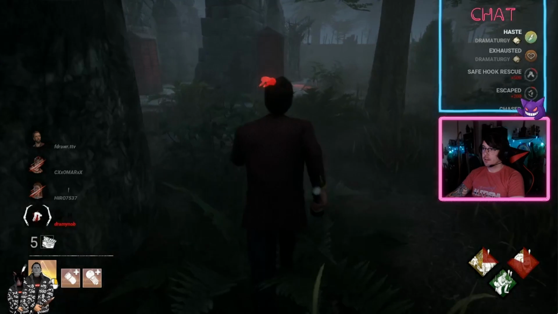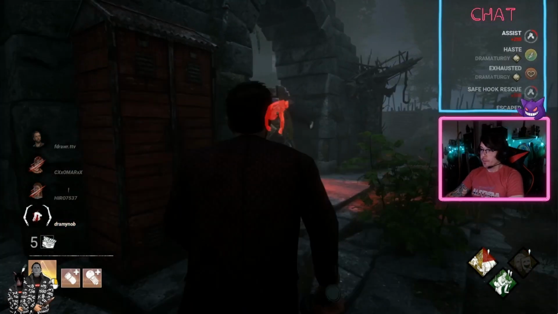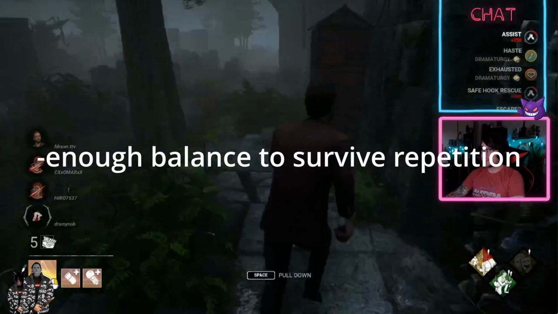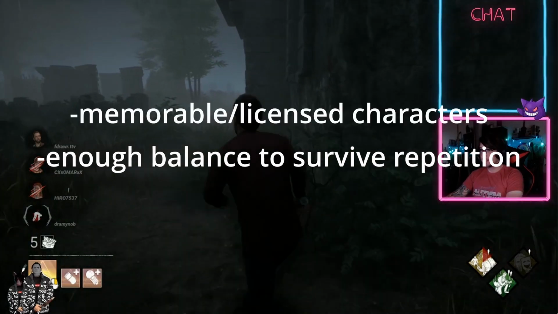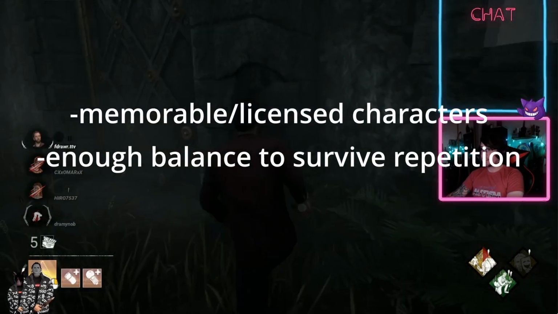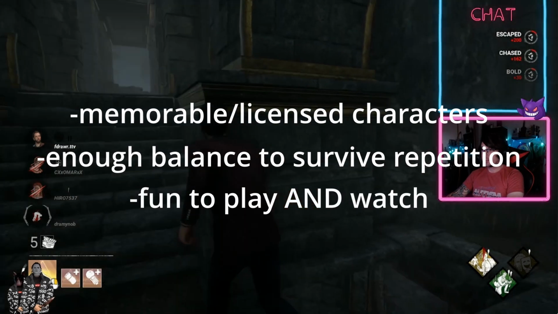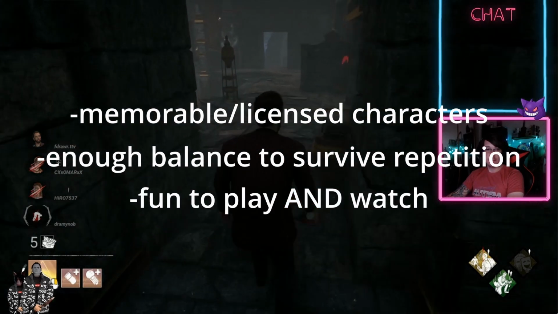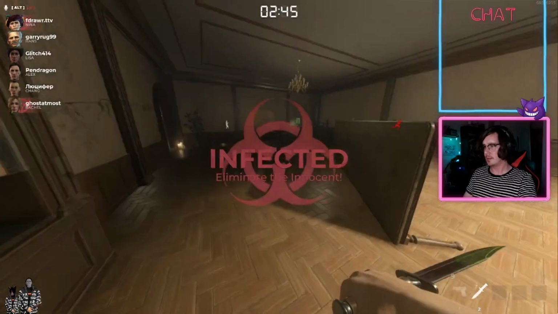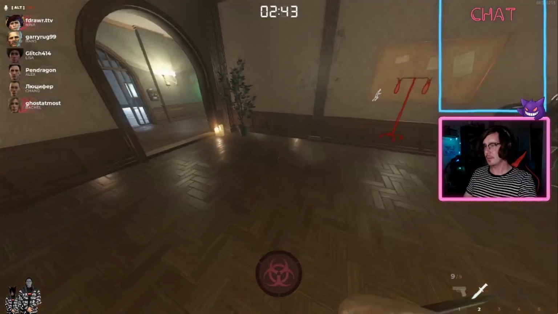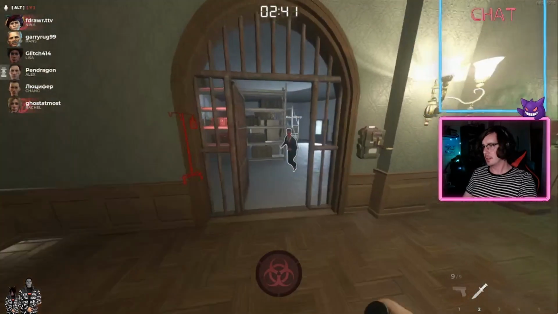So any competition to DBD has this to overcome. It needs to be balanced enough for the game to survive its own repetitive nature. It needs to have memorable enough characters to make people want to commit to grinding them out for points. And it needs to be fun to play and watch from both sides of the asymmetry. Thus far, nothing has captured all three. Therefore, nothing has created a viable competition.